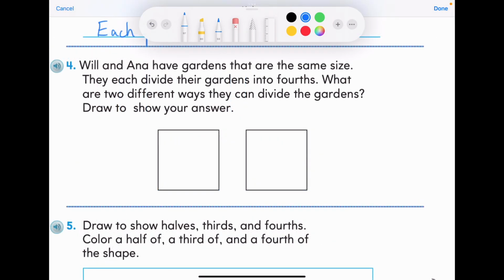Question 4 says, Will and Anna have gardens that are the same size. They each divide their gardens into fourths. I would circle the word fourths. What are 2 different ways they can divide the gardens? So most people would think about this way where they split it down the middle and then they split it down the middle again the other way. The other way I would also do this, especially since it's a square, I would just make an X in the box. Straight across. So those are 2 different ways that they can divide the garden.